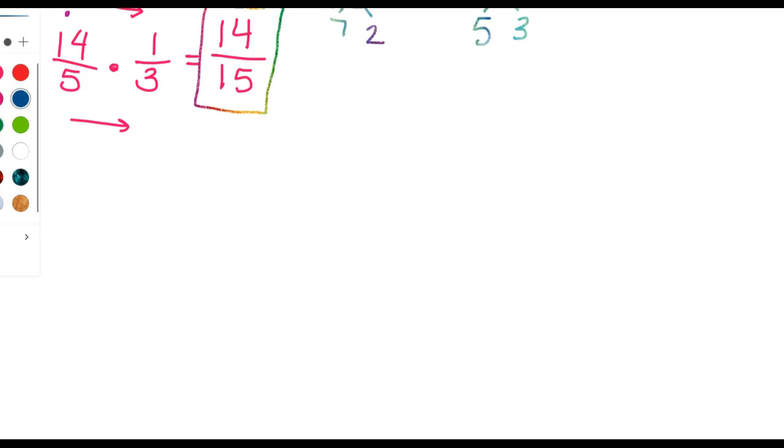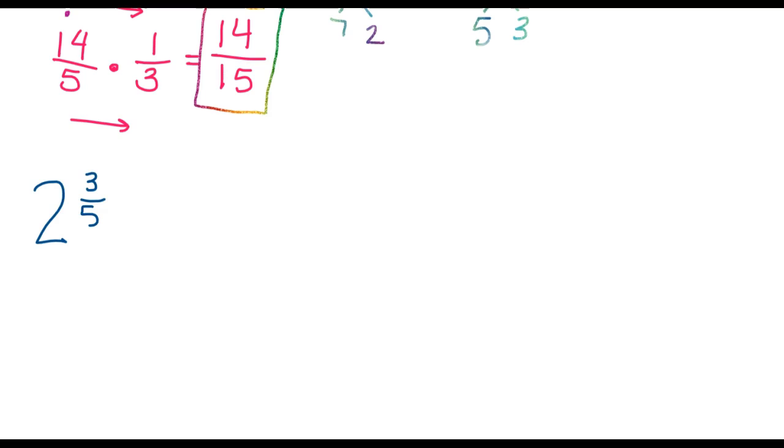Okay, so now what we're going to do is 2 and 3 over 5 times 4 and 6 over 10. Let's just do that. Remember, we have to multiply our denominator times the whole number, and then we're adding in the numerator. So what is 2 times 5? Good, 10 plus 3 is 13. So we have 13 over 5.